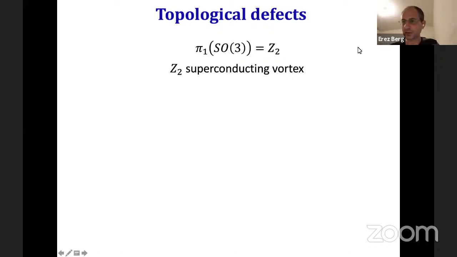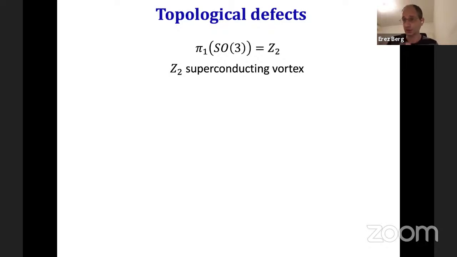Now there's an interesting mathematical fact that makes this particular type of superconductor very different from an ordinary S-wave, singlet superconductor. And that's this homotopy group: pi1 of SO3 is actually Z2. This means that if you go around a point in such a superconductor and you ask how the order parameter winds, it can either wind once or not at all.